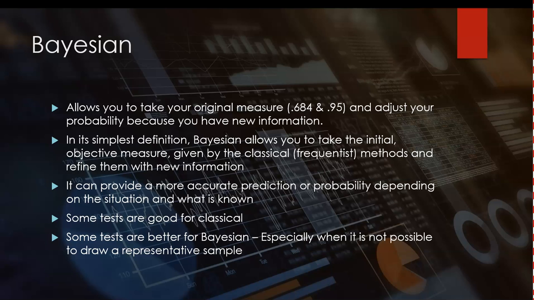But there are some tests that are actually better for Bayesian because we get additional information. And so the probability or the likelihood of events occurring can be modified when there is additional information that we can draw from.